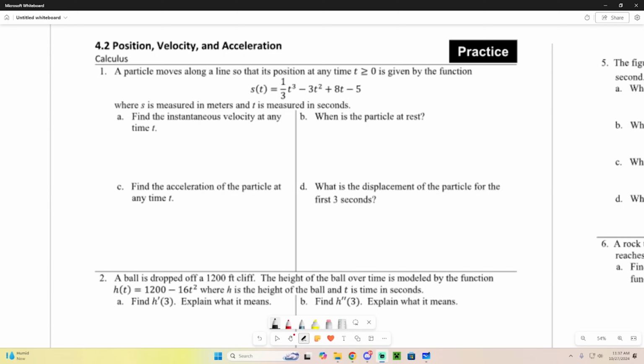Alright, this is unit 4.2, and we're going to do every single practice question. This is going to be a long one, but if you want it, you can strap in.